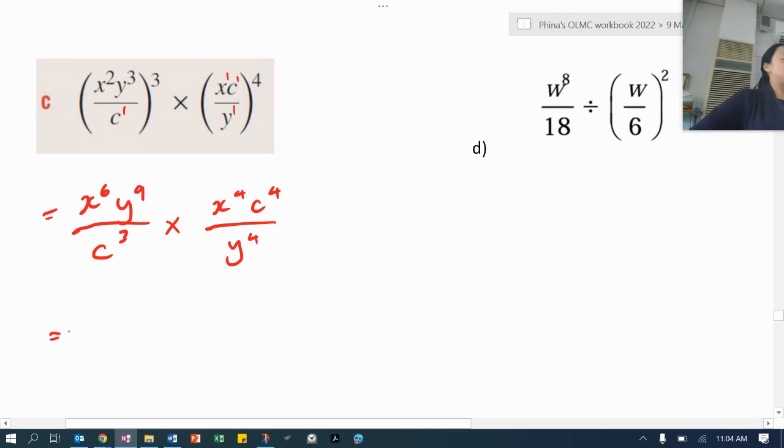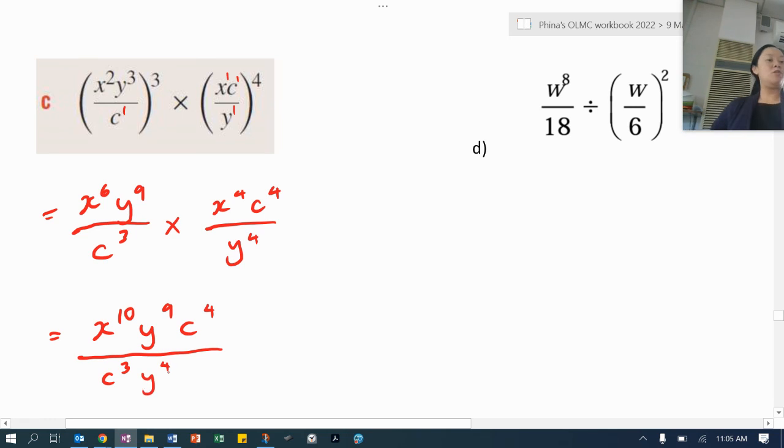Good. So because it's multiplying, we can add the indices on the numerator and deal with the denominator. So we've got x to the power of 6 and x to the power of 4. So I can add them together. That will make x to the power of 10. I'll rewrite everything else: y to the power of 9, c to the power of 4, over everything that's left on the bottom as well, because there's nothing I can add there. c to the power of 3, y to the power of 4.